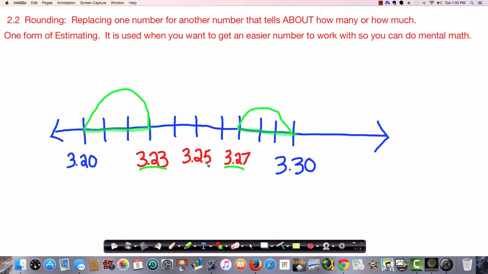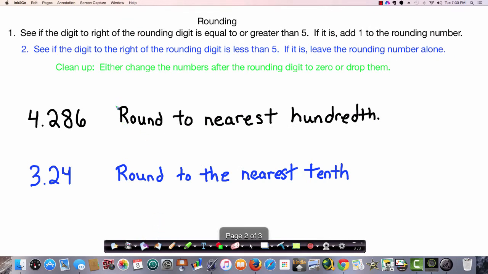The problem comes when we get to the middle. In the middle, you can see if I draw a line between the two, it is exactly in the middle. So it's a little harder to decide which it's closer to. To help us out with rounding, there have been some rules that have been made. So if we get in a situation like this, we can decide what to do. So let's go to the next page and look at these rules.